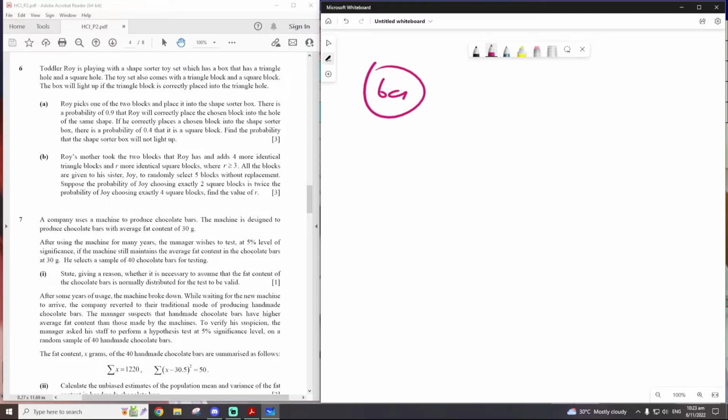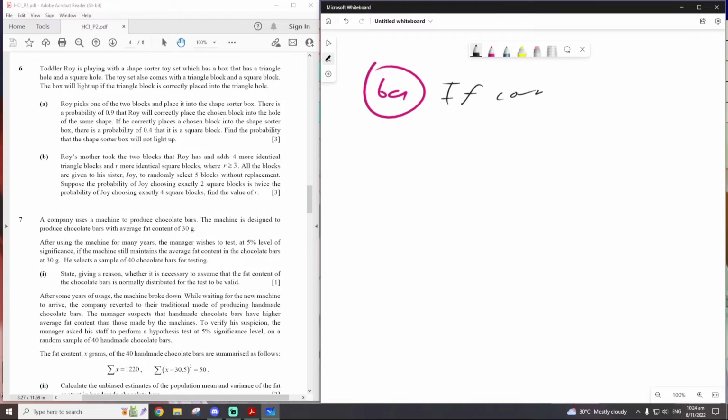Okay, 6A. Roy picks one of the two blocks and places it in the shape sorter. There is a 0.9 probability that he will correctly place the chosen block. If it is a correct one, the probability it is square is 0.4. The shape sorter will not light up. There are two possibilities if you read the question. The box only lights up when the triangle block is correctly placed in the triangle hole. So either you pick the square and it doesn't matter which hole you put it in, or you pick the triangle and it doesn't go into the correct hole. Calculating those two cases is a bit harder, but you might realize that we can calculate the one case that does work and then use the complement.